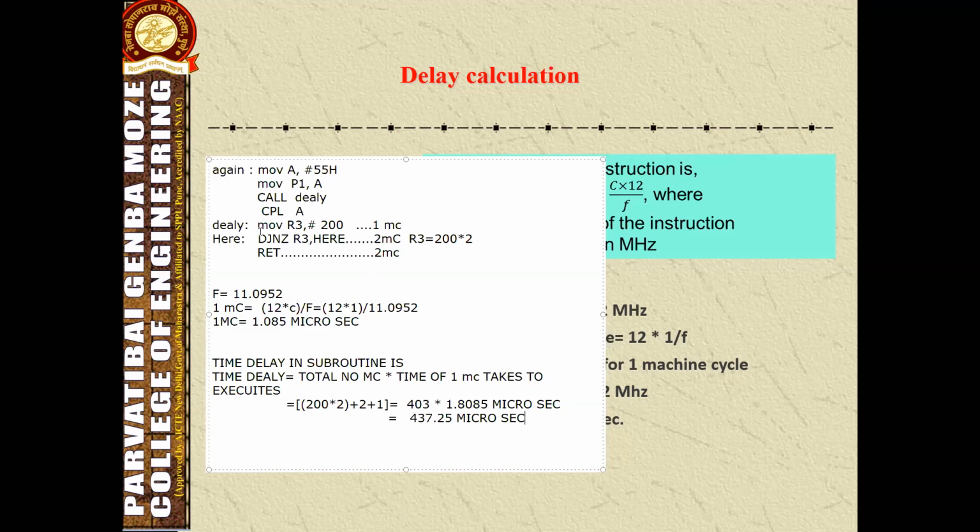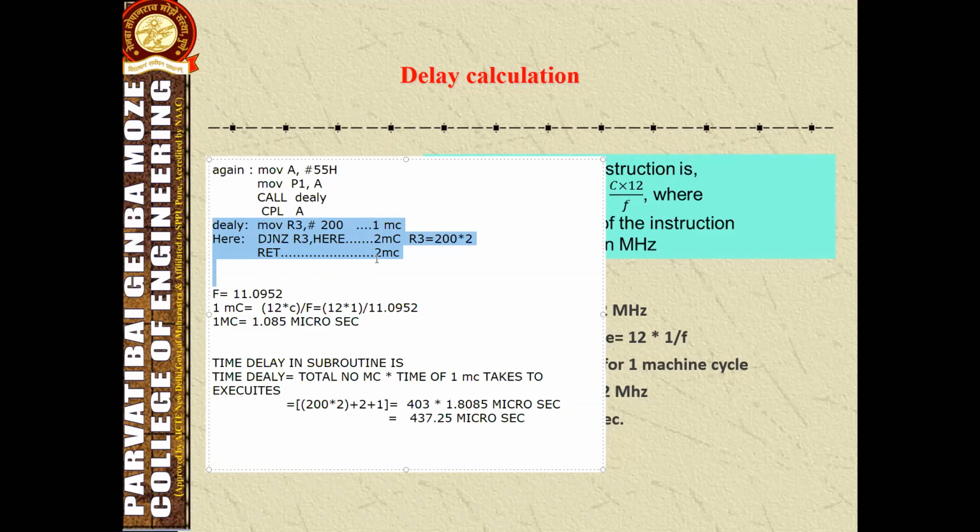We are calling delay here. For this much waiting time generation, this much time delay, we have called this subroutine. This subroutine generated a delay of 437.25 microseconds.